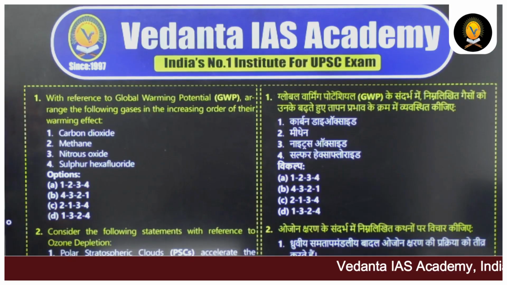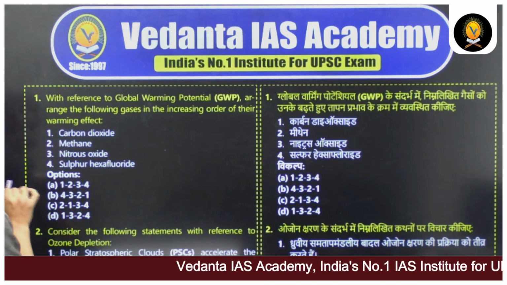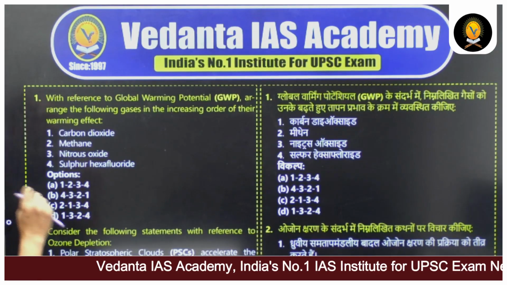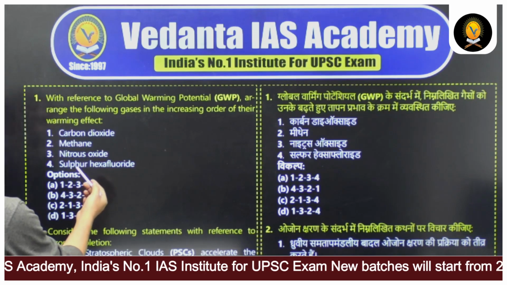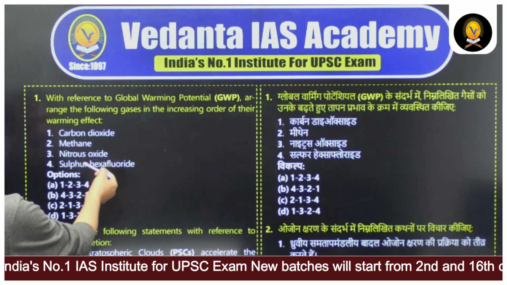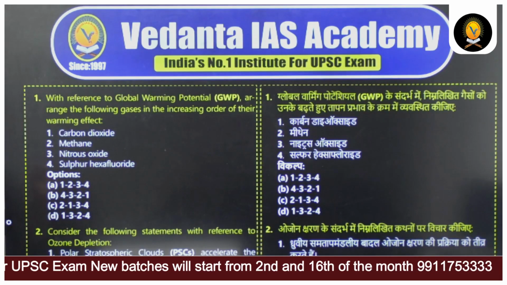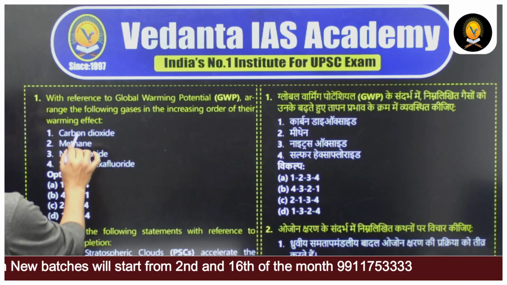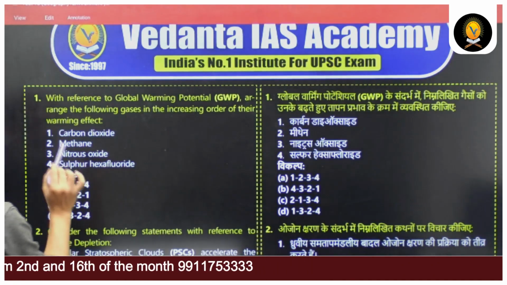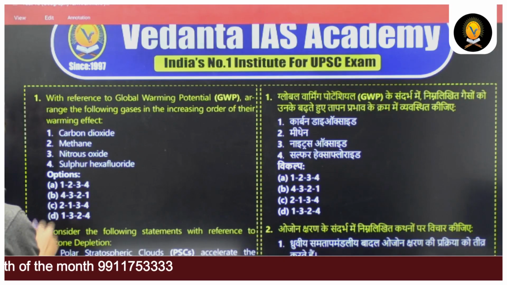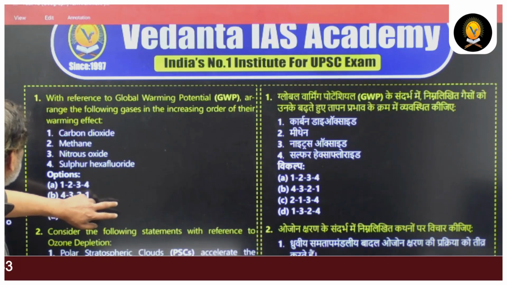So, the correct answer: of all these four options, the highest warming potential is sulfur hexafluoride, and the lowest is carbon dioxide; with respect to carbon dioxide, we measure the global warming potential of different gases. So, the list is carbon dioxide, then methane 14 years, then nitrous oxide, then sulfur hexafluoride. So, the option is 1, 2, 3, 4. The correct answer is A.